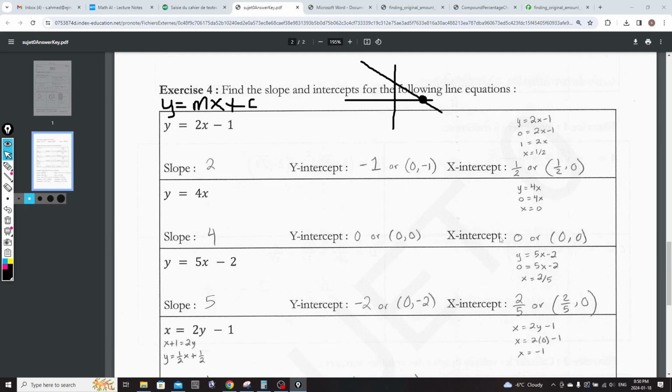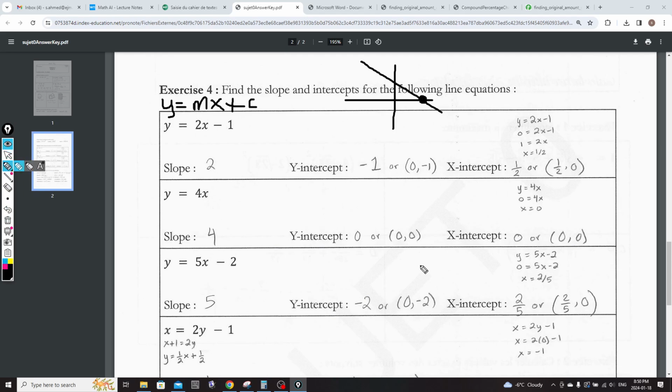And then my x-intercept, well, I just do the same thing I did up here. I replace y with 0 and I solve for x. 0 equals 4 times x. So then 4 times what gives me 0? Well, 4 times 0 gives me 0, therefore x equals 0. And it kind of makes sense too, right?